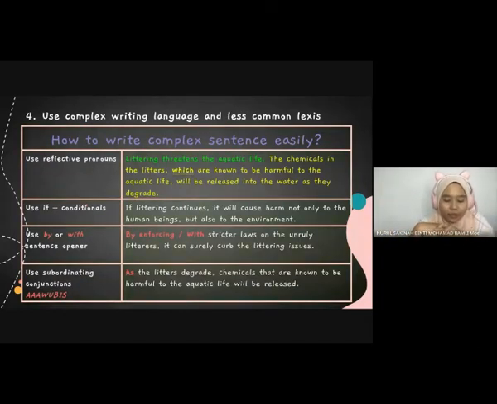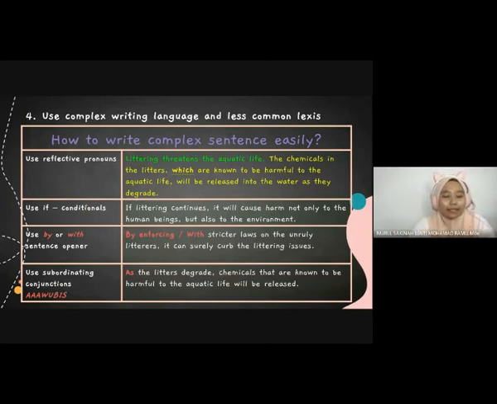And then using "by" or "with" sentence openers. By or with sentence openers are usually used when you want to tell the effect or the benefits of the action taken. So in this sentence: by enforcing or with stricter laws, by enforcing stricter laws on the unruly litterers, it can surely curb the littering issues.